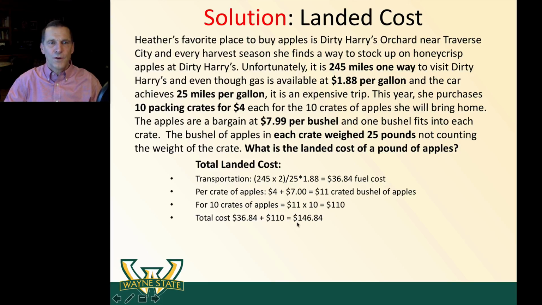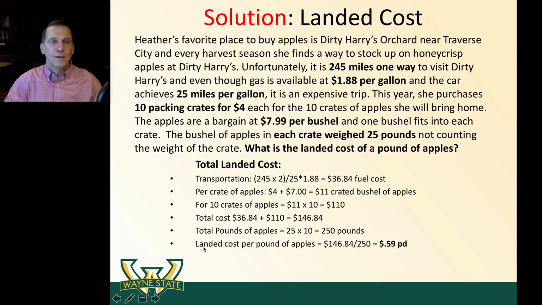So she comes to a total cost of $146.84. The total pounds of apples is 25 pounds per bushel times 10 bushels, 250 pounds of apples total. So we've got our total cost and we've got our total pounds, and we're starting to drive for the basket here now, right? Landed cost per pound of apples: the $146.84 total cost, all in, divided by the 250 pounds of apples, is 59 cents per pound.